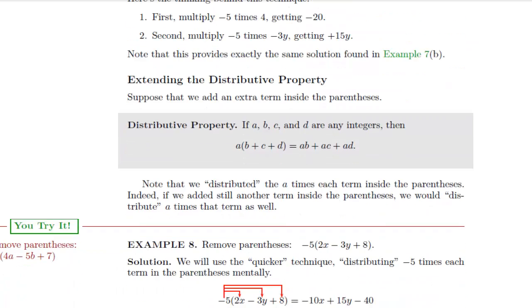Extending the distributive property. Suppose that we add an extra term inside the parentheses. If a, b, c, and d are any integers, then a times the sum of b, c, and d equals the product of a and b plus the product of a and c plus the product of a and d. Note that we distributed the a times each term inside the parentheses. Indeed, if we added still another term inside the parentheses, we would distribute a times that term as well.